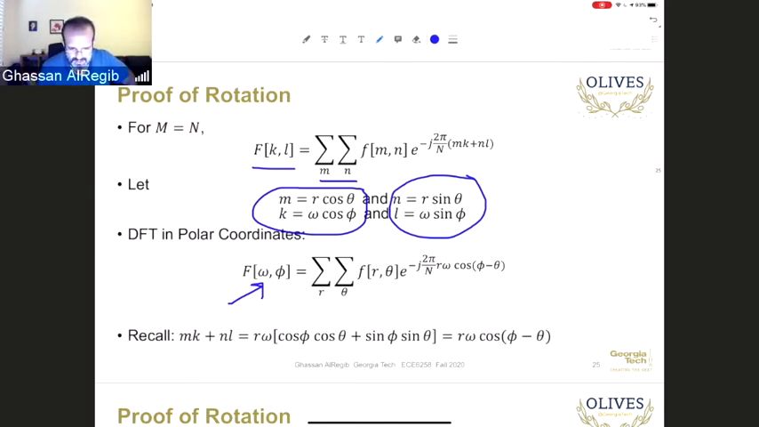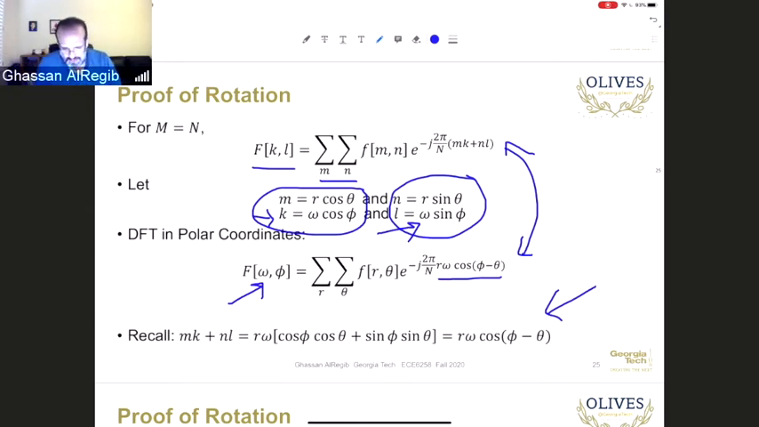Because that's what defines symbols K and L, right? So K and L are the Cartesian coordinates, and W and phi, or omega and phi, are the equivalent polar coordinates. And then we replace M times K and N times L with these quantities in here using this trigonometric identity. So now what do we have? We have a DFT in the form of magnitude and angle. So we have polar coordinates.